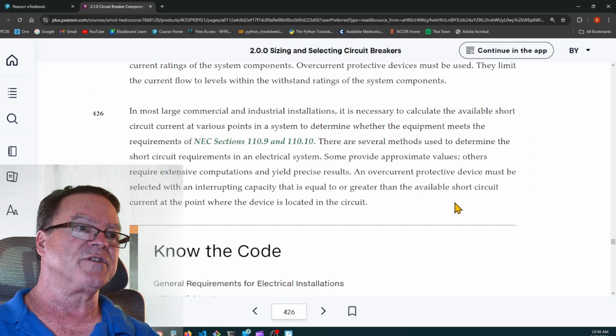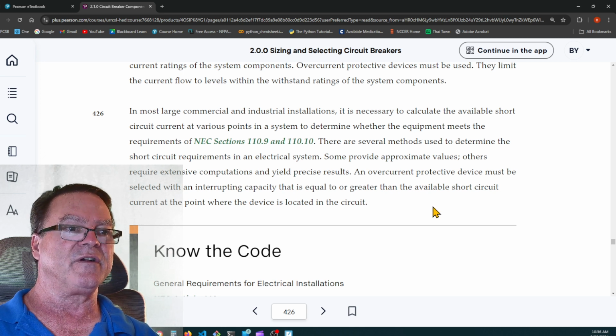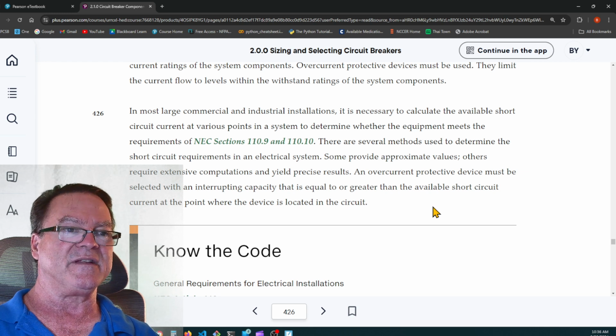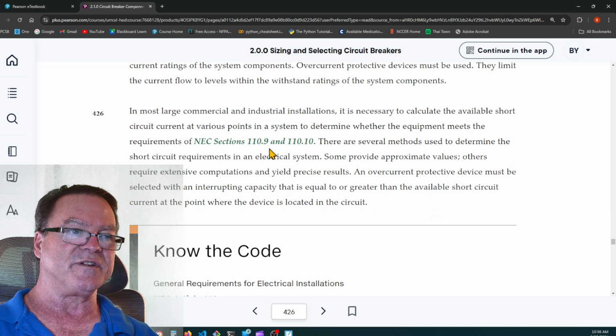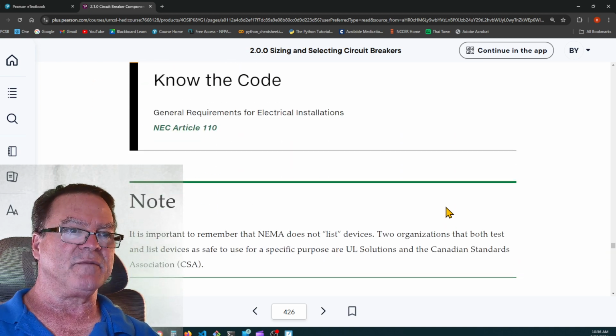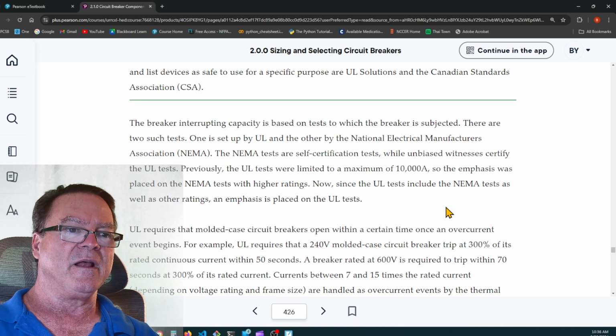In most large commercial and industrial installations, it's necessary to calculate the available short circuit current at various points in a system to determine whether the equipment meets the requirements of NEC section 110.9 and 110.10. There are several methods. I think they use the point-to-point method. Let's hope that they don't get into the math here.